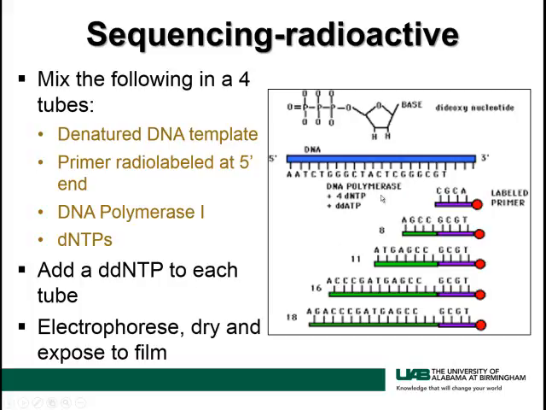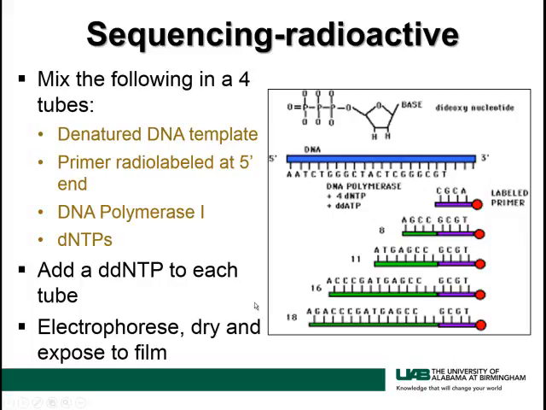All of these fragments are synthesized in abundance, of course, inside the A tube, because the A tube contains not only all four deoxy nucleotide triphosphates, but it also contains dideoxy ATP. So that chain is going to be extended, and by chance it's going to be terminated at every spot where an A is supposed to be inserted.